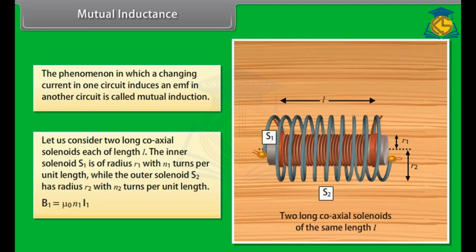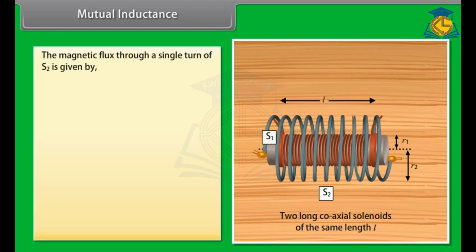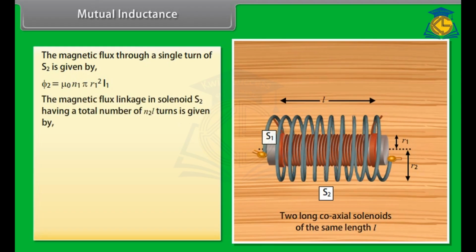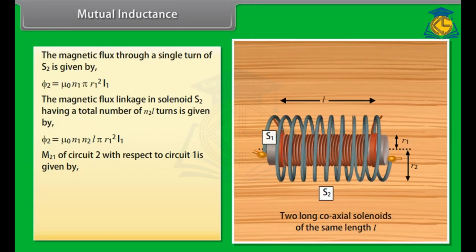B1 is equal to the product of mu naught, N1 and I1. The magnetic flux through a single turn of S2 is given by mu naught N1 pi R1 square I1. The magnetic flux linkage in solenoid S2, having a total number of N2L turns, is given by mu naught N1 N2 L pi R1 square I1. M21 of circuit 2 with respect to circuit 1 is given by mu naught N1 N2 L pi R1 square.